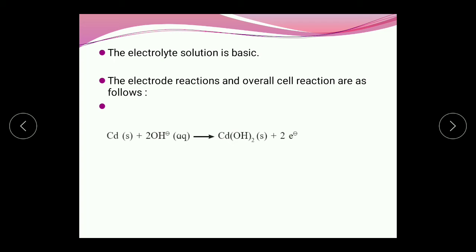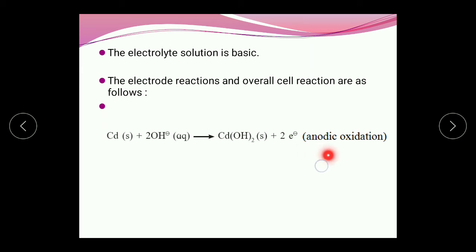At the anode, the reaction will be like this. This is anodic oxidation. That means cadmium is the anode. It actually gives Cd plus 2 ions with 2 electrons. But in the medium, the electrolyte solution is basic. That means it provides OH minus ions. So, cadmium reacts with those OH minus ions to form cadmium hydroxide. And 2 electrons are released. The reaction will be like this, which occurs inside the cell.